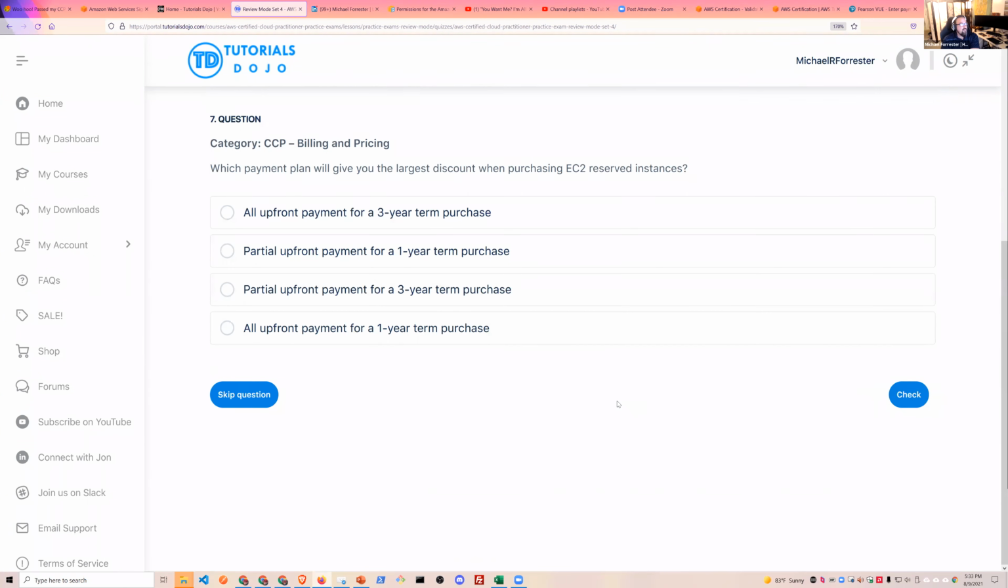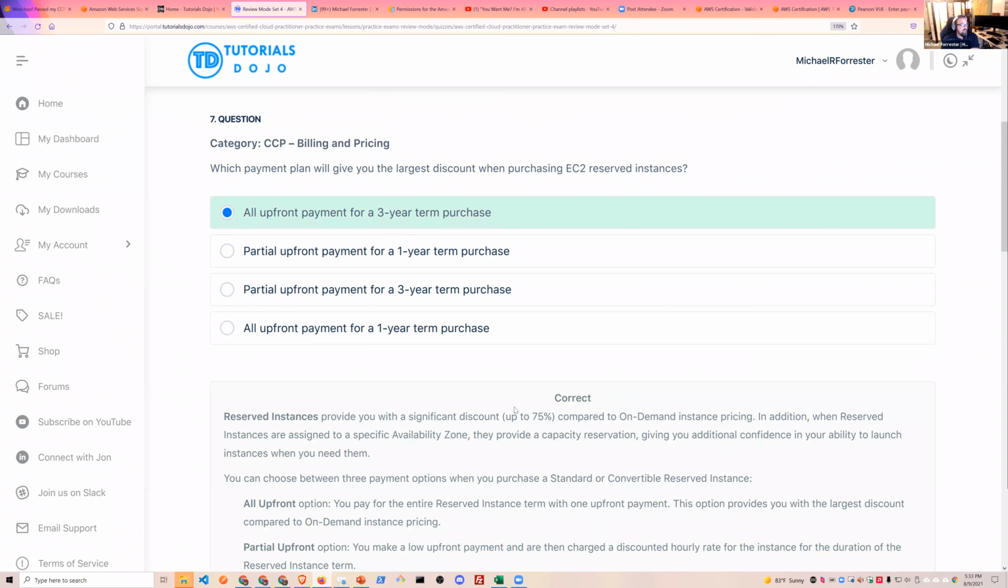Which payment plan will give you the largest discount when purchasing EC2 reserved instances? When you look at this, think: if I give AWS more money now, they will give you more of a discount later. That's how you get the largest discount, obviously for a longer period of time. An all upfront payment means more money in Amazon's hands now. A longer term means a longer term commitment. They're willing to give you more of a discount if you go for more money upfront and a longer term engagement with AWS.